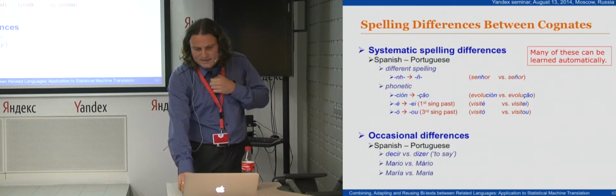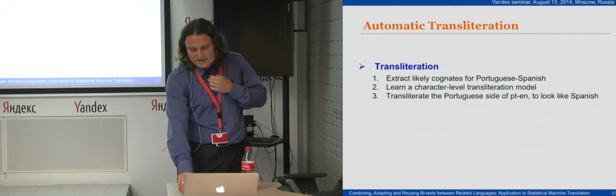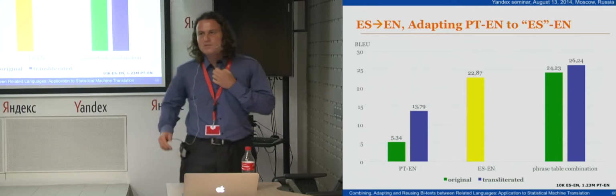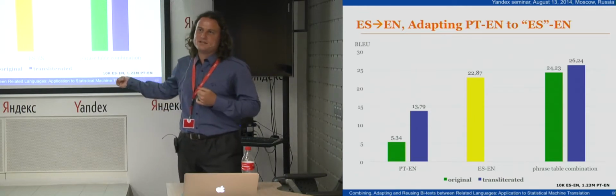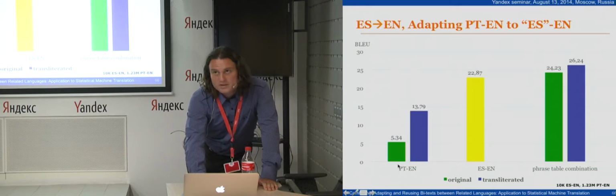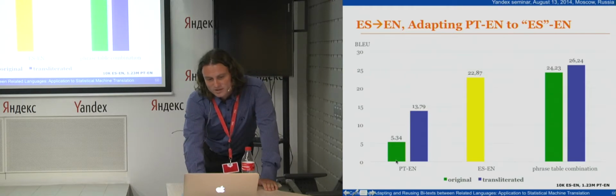And basically, the idea is that you can go and learn these kinds of cognates. I'm going to skip how you do that. That's simple. And then if you do this kind of automatic transliteration of the text, what do you get? Here you want to translate Spanish-English using Portuguese-English data. So if you just say, okay, Portuguese and Spanish are similar, let me train on Portuguese-English and test on Spanish-English, this is what you get, a BLEU of 5. If you do the automatic transliteration of the Portuguese to look like Spanish, you get a BLEU of 13, which is a big jump.